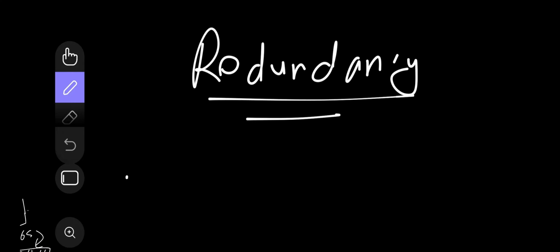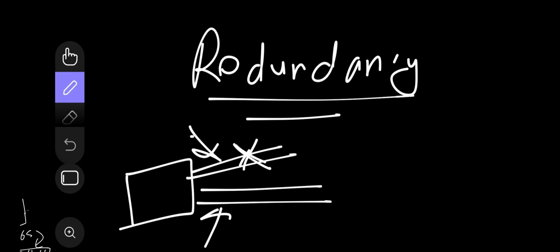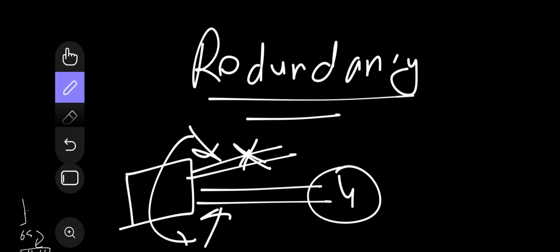An airport has different runways. If one runway is undergoing maintenance, let's say this one is blocked due to some unavoidable circumstances, flights can still take off and land using other runways. Let's say 2 flights went from here and 2 went from here, but because this is blocked, these can also run from here. So a total of 4 flights will go from here. This ensures that the airport remains operational even when one of its critical components is out of service. This is redundancy, the process of replicating part of a system in an effort to make it more reliable.